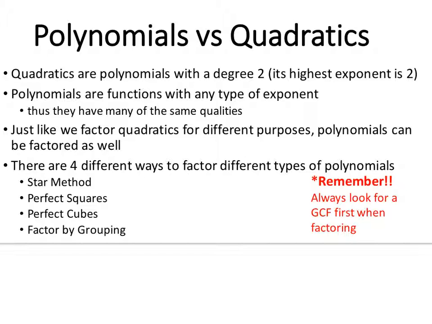Just like we factor quadratics using the star method, we also factor polynomials. The star method is one of the methods we use, but there's also 3 new methods that I have to show you. This little reminder over here, you need to remember this won't always happen, but it will pop up in some problems. You do need to look for greatest common factor, so look at every single term and see if they have something in common that you can pull out before you start factoring.